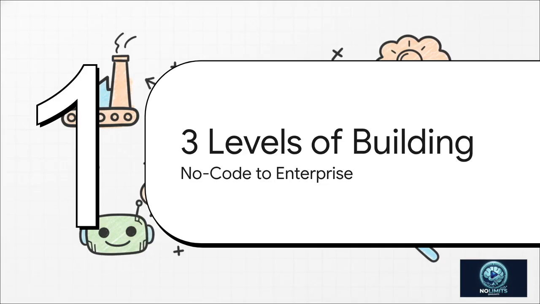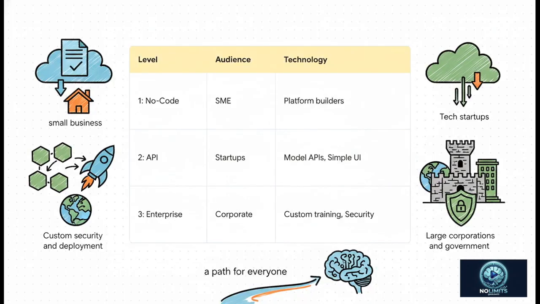Well, the great news is you don't have to be a programming genius. There are different levels you can jump in at, from easy no-code tools to full-blown enterprise systems. This table breaks it down perfectly. You've got 3 levels. Level 1, that's the no-code route. It's awesome for small and medium businesses. You basically use a platform, upload your docs, and you're pretty much ready to roll.